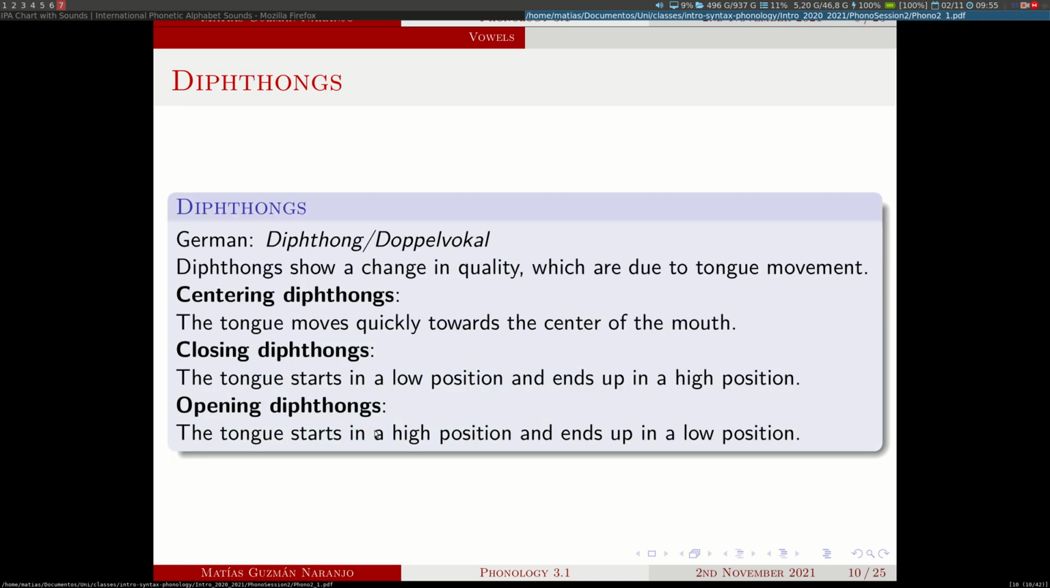Now, the second part of vowels are diphthongs, and diphthongs are basically a long vowel which changes quality throughout its articulation. There are 3 main types of diphthongs plus another one. The 3 main types are centering, closing diphthongs, and opening diphthongs. And then you have backening and fronting diphthongs. We'll come to those in a second. And this basically describes what's going on with the quality of the vowel.